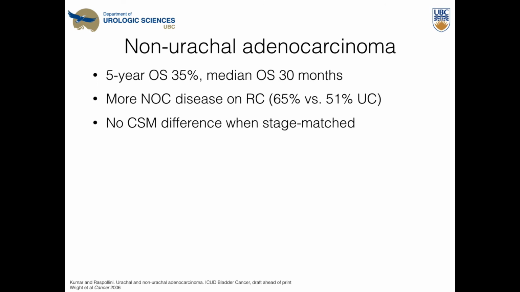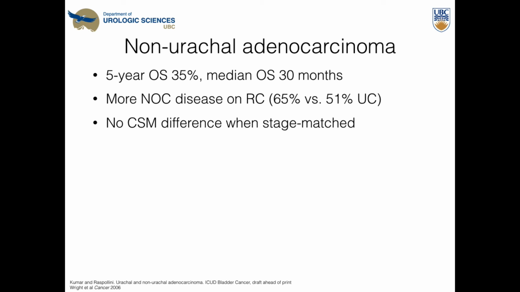So, first of all, non-urachal adenocarcinoma. Like many histologic variants, it has poor survival compared to urothelial. 5-year overall survival from multiple studies was about 35%. Median survival, about 30 months. There was more disease outside of the bladder on cystectomy in a SEER database study. They found that 65% of patients who had primary adenocarcinoma of the bladder had non-organ confined disease versus 51% who had just urothelial cancer. And this was in patients who were receiving cystectomy.